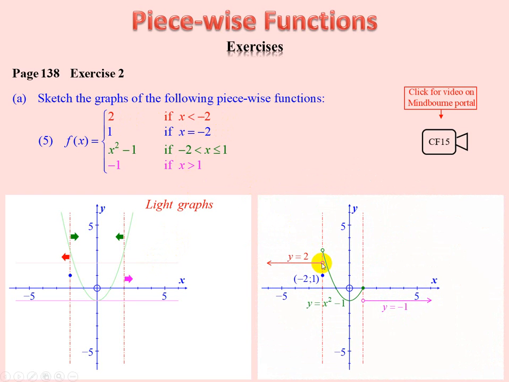So therefore we need an open dot there. y equals x squared minus 1, -2 less than x, so we need an open dot on it. And there's the dot indicating the point, -2, 1. And then on the right-hand side, because x squared minus 1 is less than or equal to 1, we have a closed dot there. And finally, we have y equals -1. It's only for x greater than 1, so we have to exclude the point at x equal to 1. So there we are.